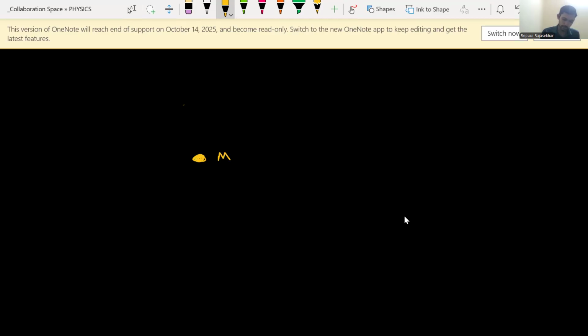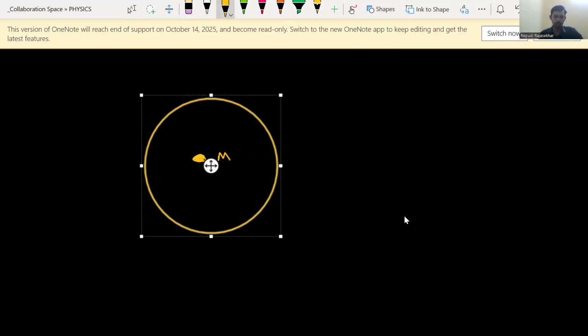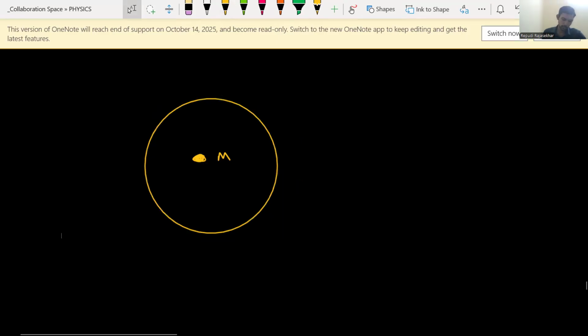Okay, a particle of mass capital M, and a particle is revolving in a circular orbit of radius r. Mass is m, and radius is r. So this is the given particle. The particle is revolving, and the mass of the particle is small m.